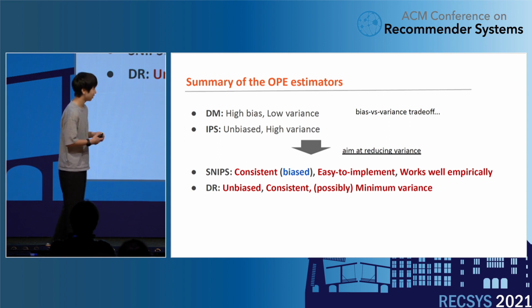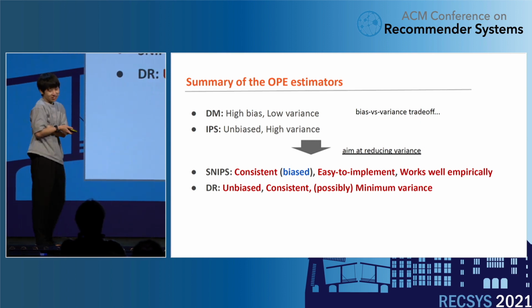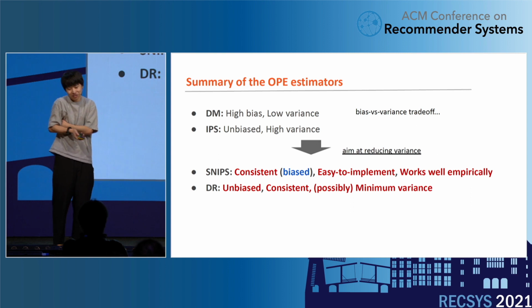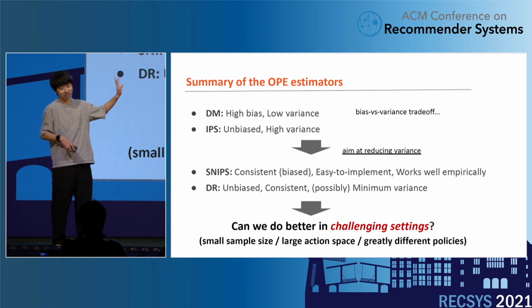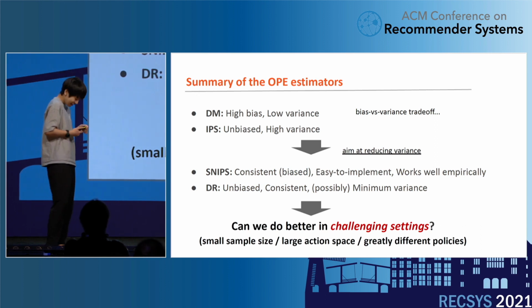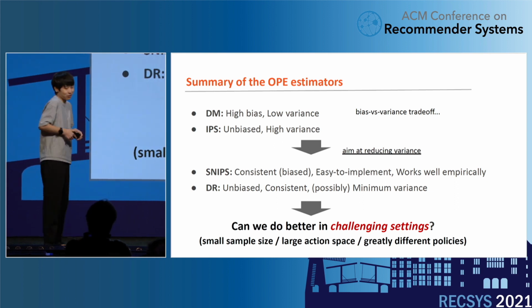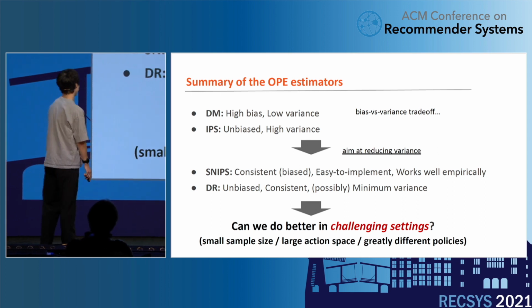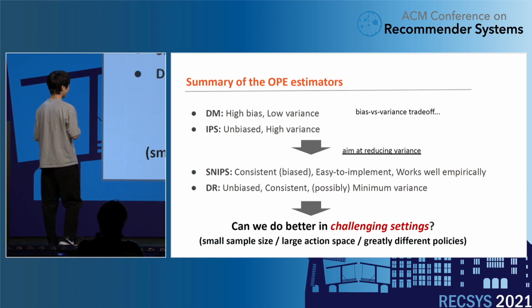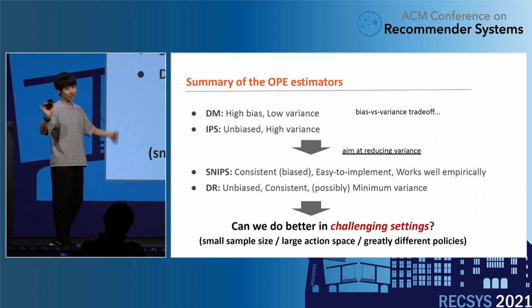So researchers have been aiming at reducing the variance of the IPS estimator. We have two approaches: the modified version of IPS and the hybrids of the two estimators producing doubly robust. But as we saw in the previous experimental result, the right-hand side result, the direct method can still be the best in some challenging settings. There are some factors making off-policy evaluation much more challenging, such as the small sample size, the huge action space, and also the greatly divergent two policies.